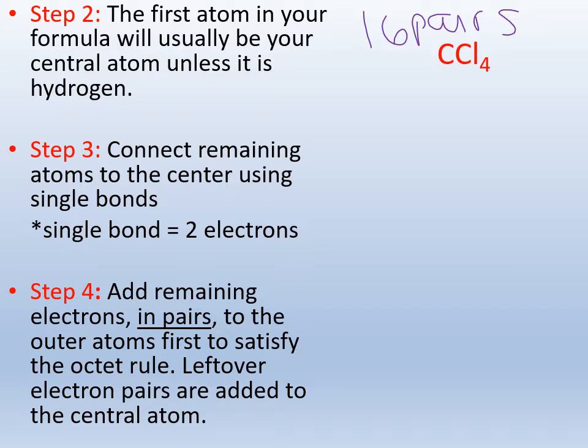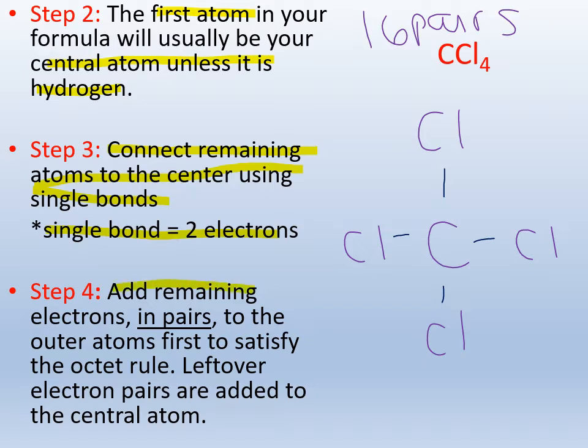Step 2, the first atom in my formula will be the central atom unless it's hydrogen. So going to draw carbon in the center and then just draw the chlorines around it. Step 3, connect the remaining atoms to the center using a single bond. A single bond is 2 electrons or 1 line. So we connect everything to the center. Now, I have just used with those bonds 4 pairs. I have 16 pairs total, so we have 12 pairs left.